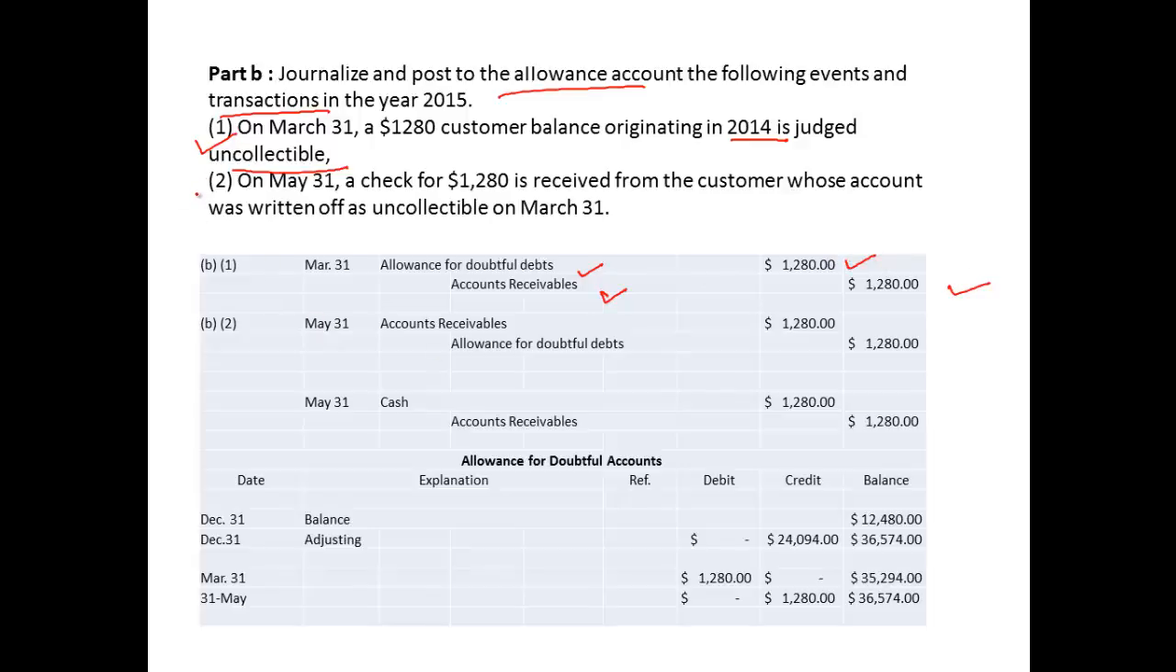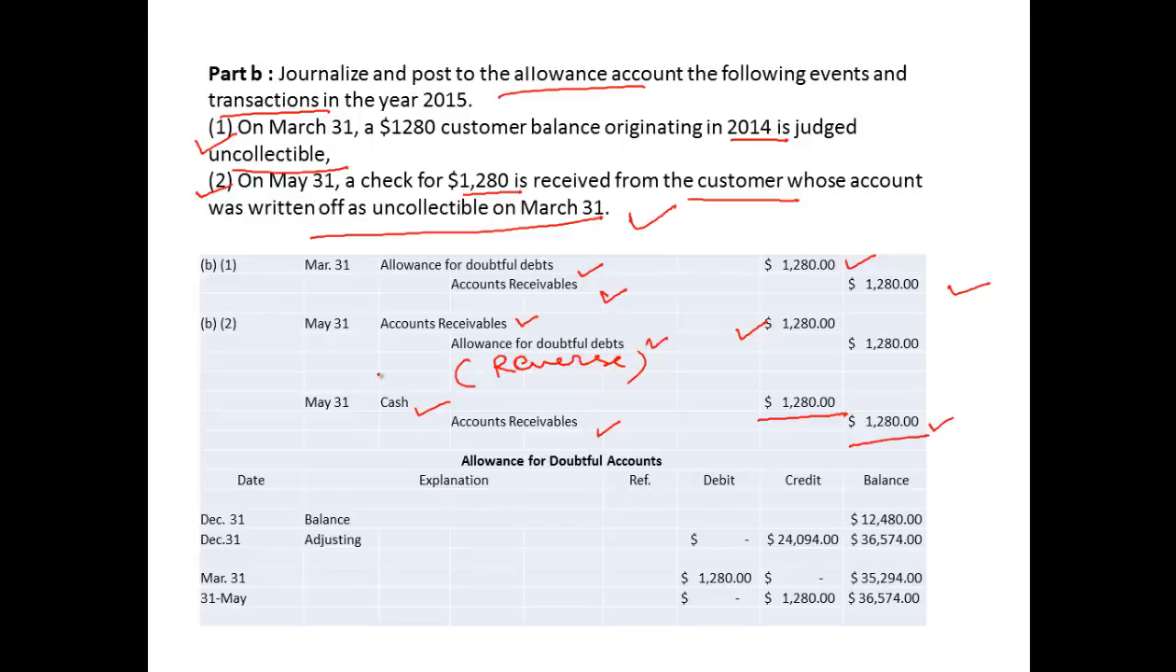Now, coming to entry number 2. On May 31st, a check for $1,280 is received from the customer whose account was written off as uncollectible on March 31st. So, it means we need to pass the reverse journal entry for this. So, we will pass the reverse journal entry as accounts receivable debited and allowance for doubtful accounts credited, and it will come out to $1,280. And we are given that a check for this amount has been received from the customer. So, we will debit the cash and we will credit accounts receivable. We will get $1,280 as the balance.